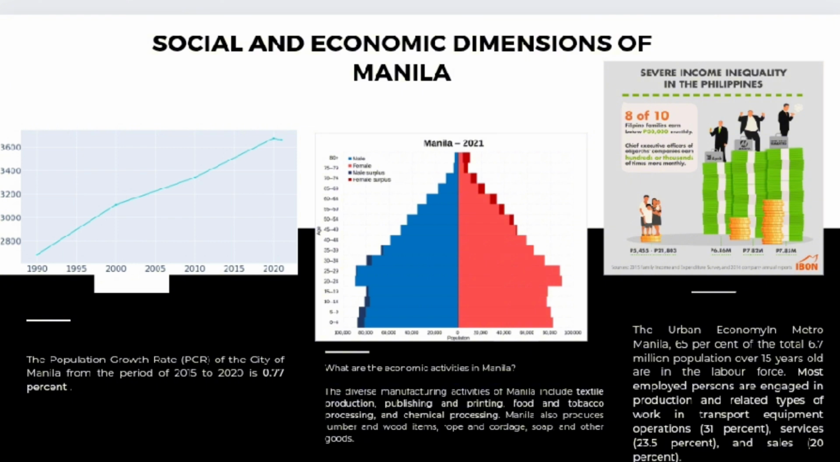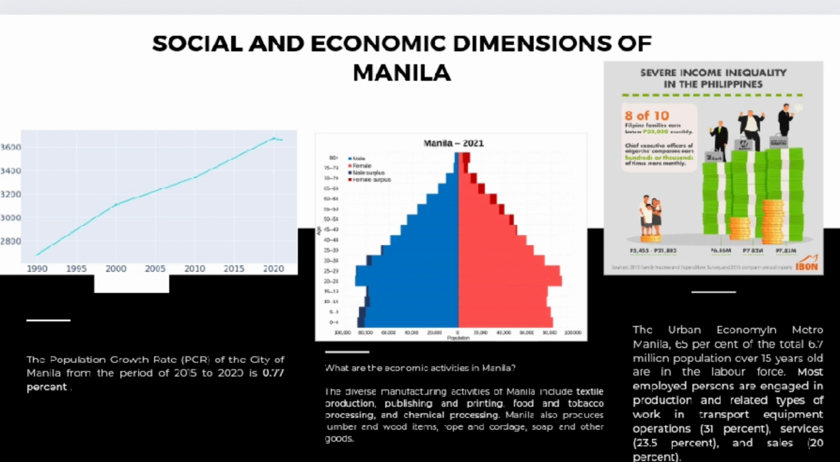So what are the economic activities in Manila? The diverse manufacturing activities of Manila include textile production, publishing and printing, food and tobacco processing, and chemical processing. Manila also produces lumber, wood items, rope, cartage, soap, and other goods.